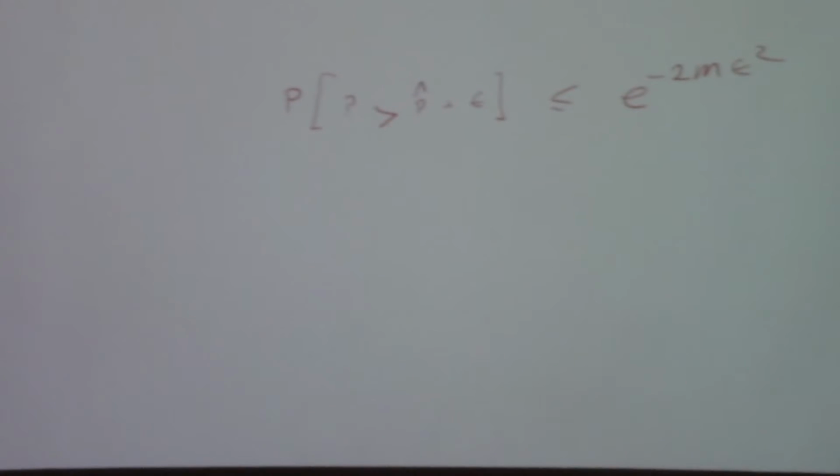So in class, we saw the Hoeffding bound being applied to something like the probability that the true probability is greater than P hat plus epsilon is less than something like that. So notice that this is additive. It's saying, what's the probability that the difference is more than epsilon?